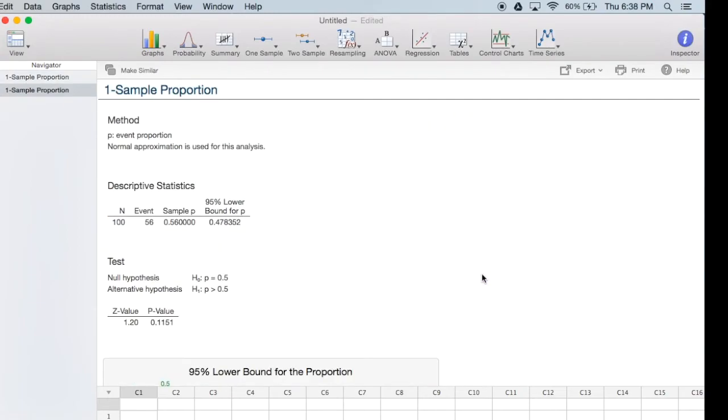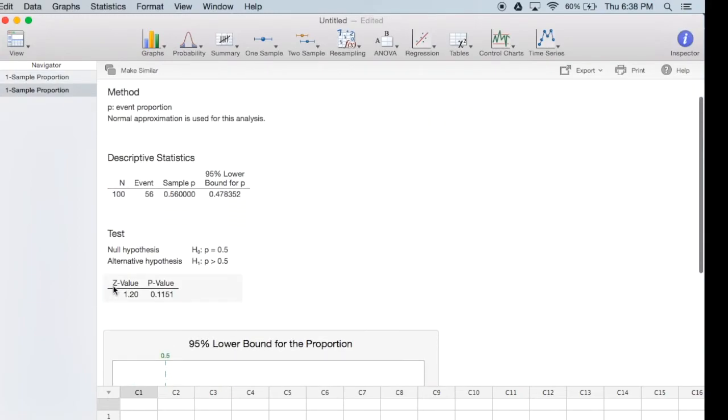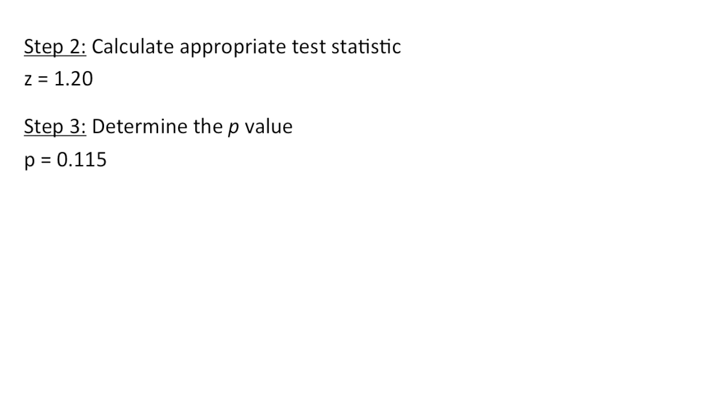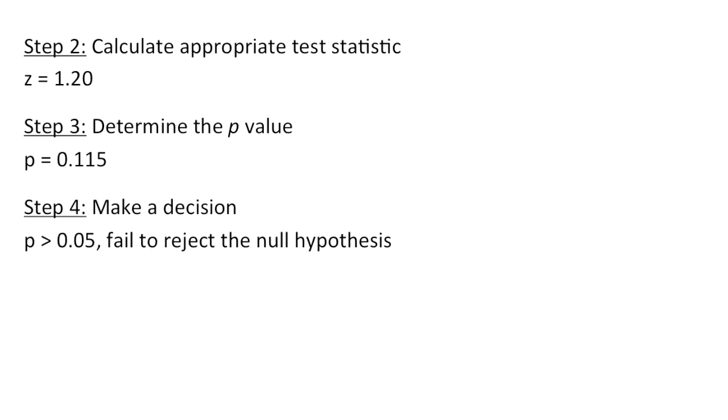When we click OK, we now have our test statistic, which is the z-value. So for step 2, z equals 1.20, and our p-value, so for step 3, p equals 0.1151. Step 4 is to make a decision. This is where we're going to compare our p-value to our alpha level. Our p-value was 0.115, which is greater than 0.05. We're going to fail to reject the null hypothesis.